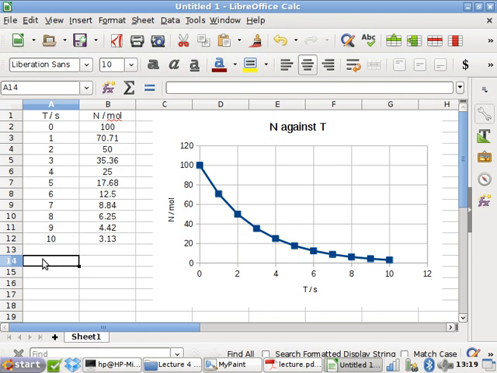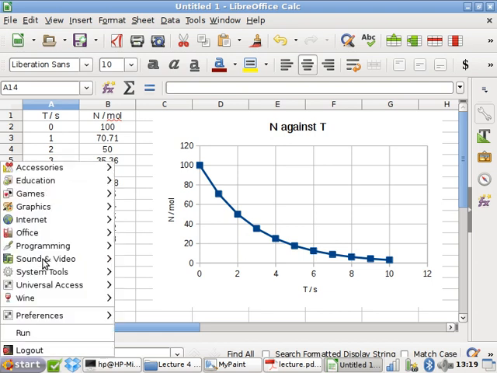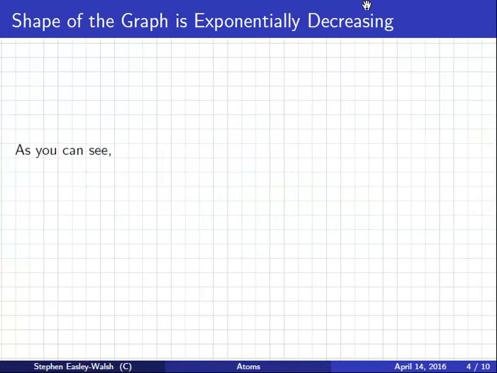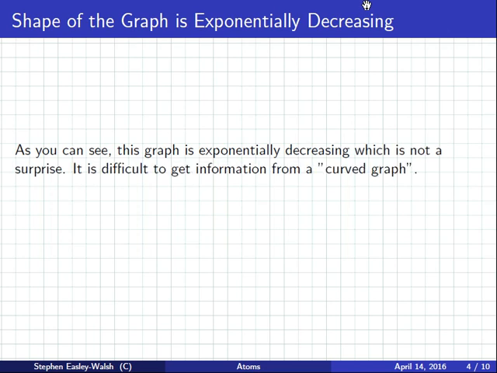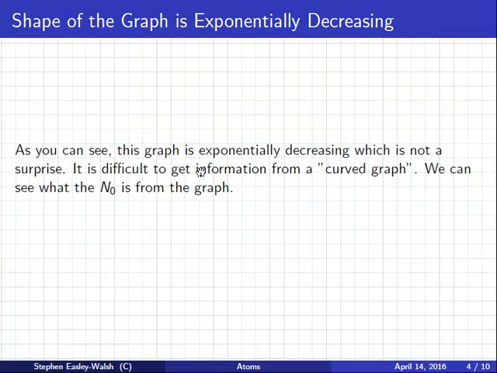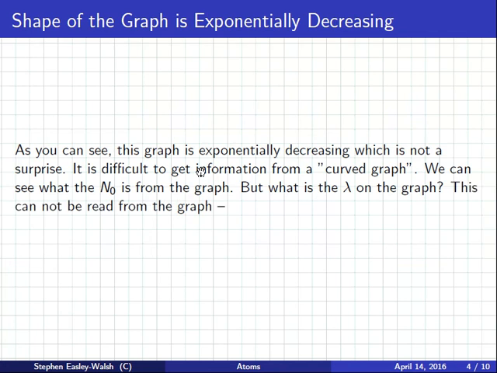Okay, continue? Yes. Alright. So, as you can see, the graph is exponentially decreasing, which is not a surprise, and it's difficult to get information from a curved graph. We can see what the n0 is. Here's the n0, the 100. But what is the lambda? You can't read this from the graph unless we do something to the graph.